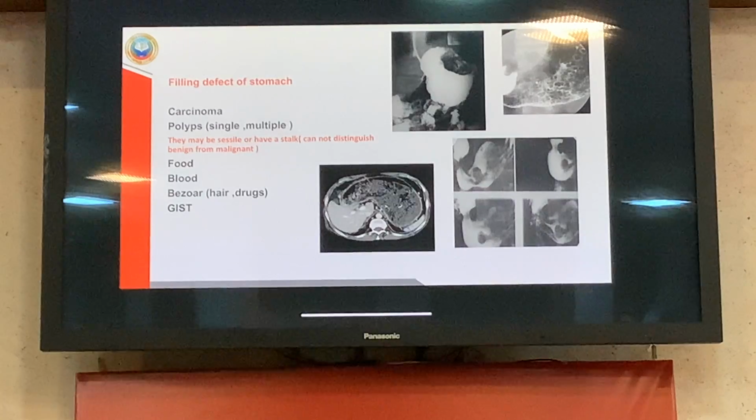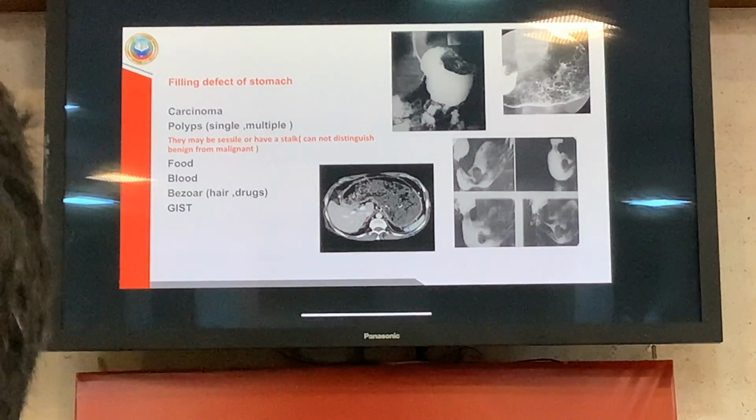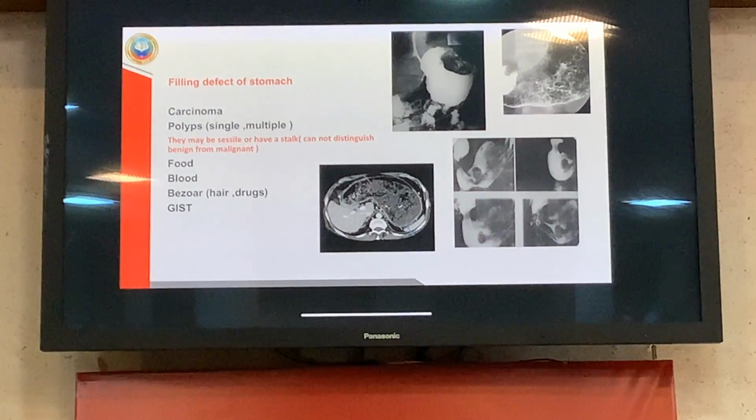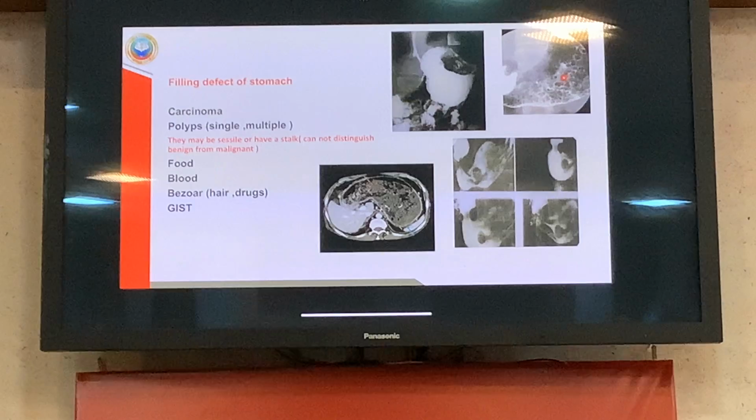Also, the same as the esophagus, we have multiple filling defects in the stomach: carcinoma, polyp, food, blood, bezoars, drugs, and gastrointestinal stromal tumor. If you look at this, is there any filling defect? What about this? What do you expect from this? Multiple filling defects, multiple polyps, large polyps. What about this filling defect? It's a large filling defect.